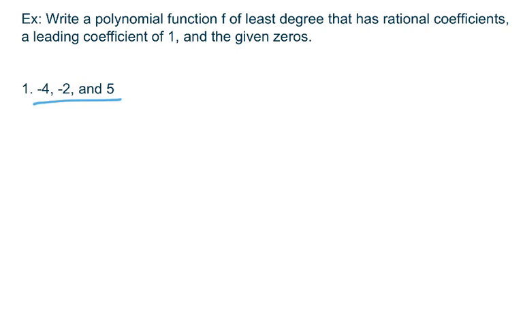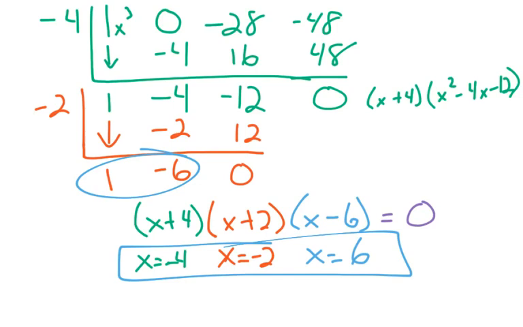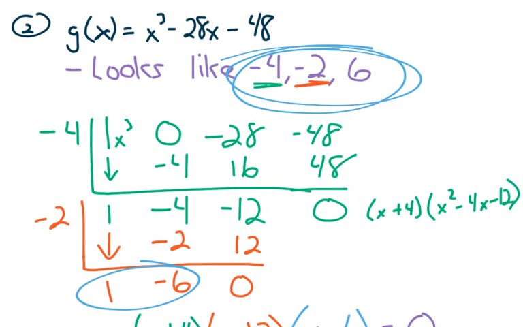So what this tells us, this is kind of going back to this one. We know that the zeros or the solutions are negative 4, negative 2, positive 6. And what did those give us?